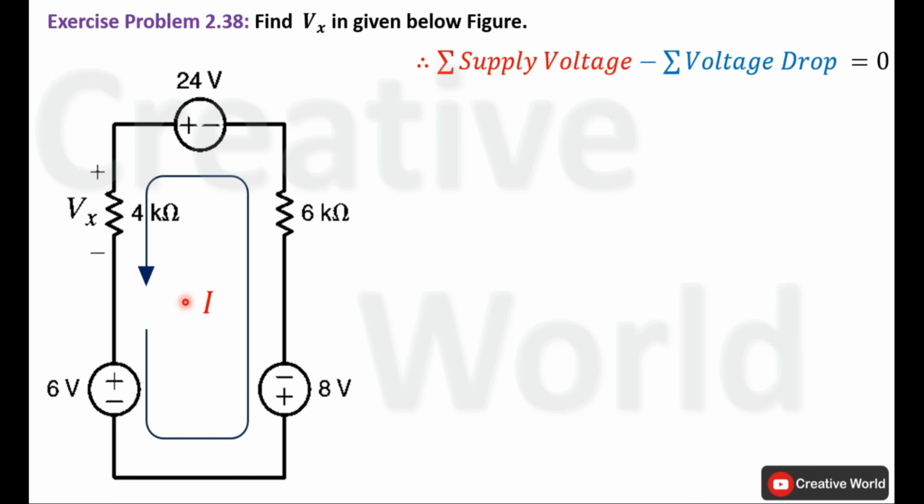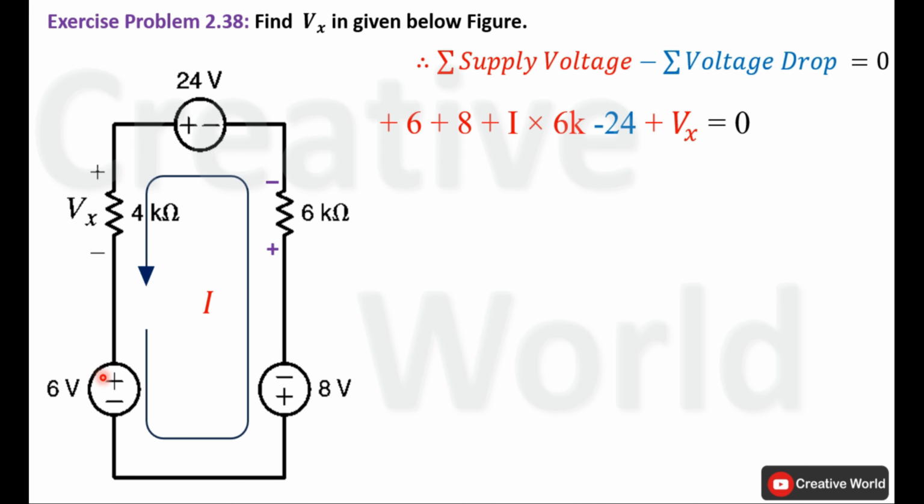Now make polarity notation across resistances according to the assumed direction of current. Current entering terminals will be taken with positive sign and current leaving terminals will be taken with negative sign. Polarity notation across this 4 kilo ohm resistance is already provided, so we will not assume its polarity. Now write Kirchoff's voltage law equation for this closed loop circuit.